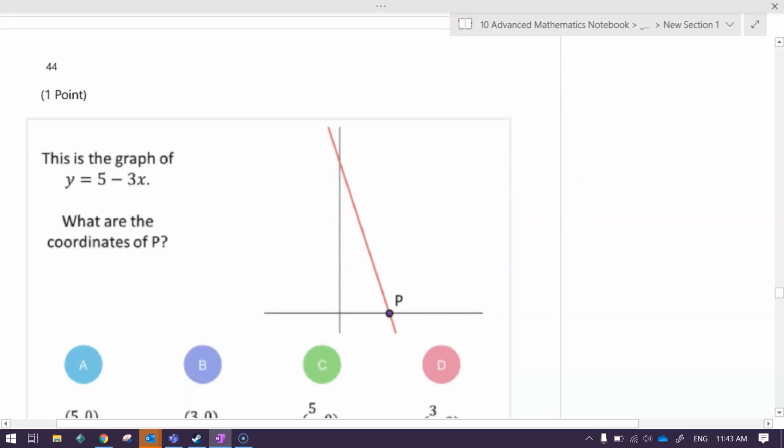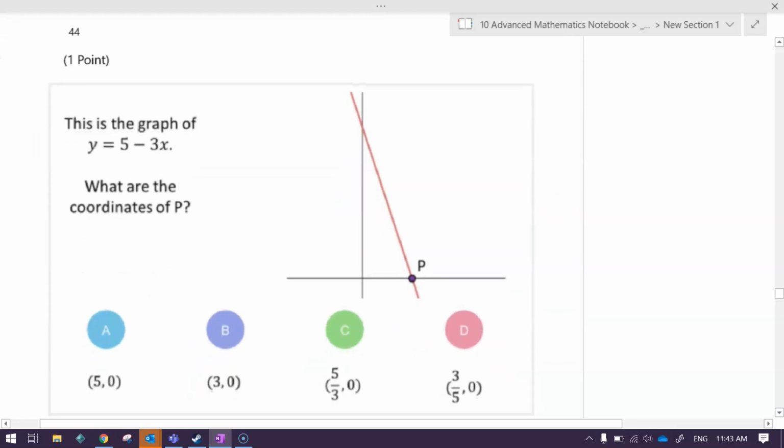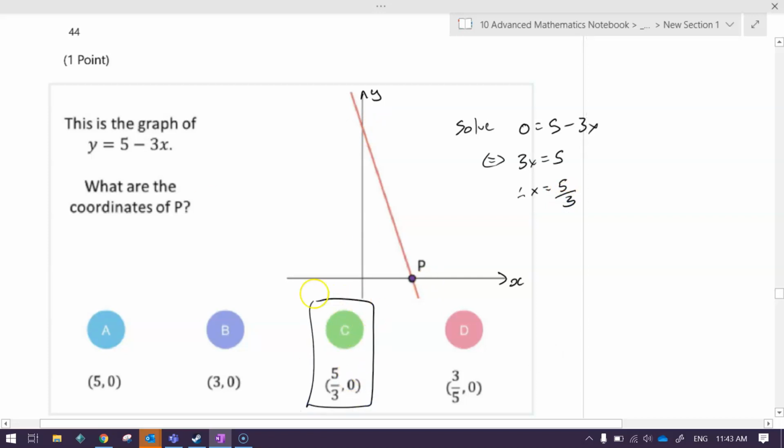This is a graph of 5 minus 3x. What are the coordinates of P? P is an x-intercept. If I have an x-intercept, I know that y equals 0. So I solve 0 equals 5 take 3x. That's the same as 3x equals 5. Divide by 3, x equals 5 thirds. So x coordinates come first. So it's going to be 5 over 3, comma, 0.